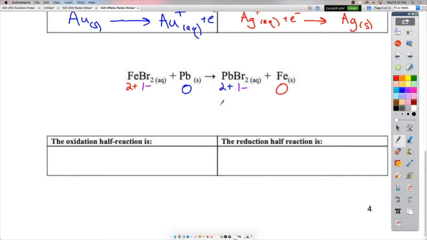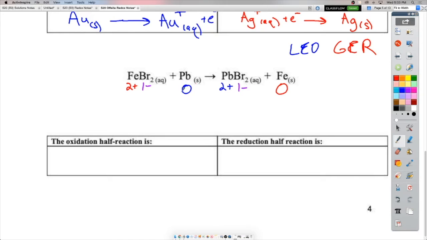But I'm looking here and I'm saying, if it got oxidized, Leo, it lost electrons. If it got reduced, it gained electrons. So if it lost electrons, it has to get less negative. So what here got less negative? Well, iron went from 2 plus to 0. That's getting more negative, so it's not iron. Bromine went from 1 minus to 1 minus. That's not even changing, so that must be the spectator ion.